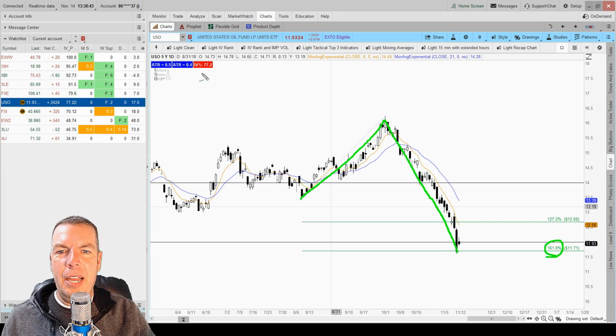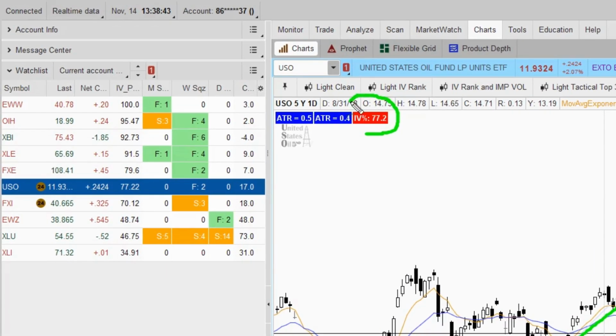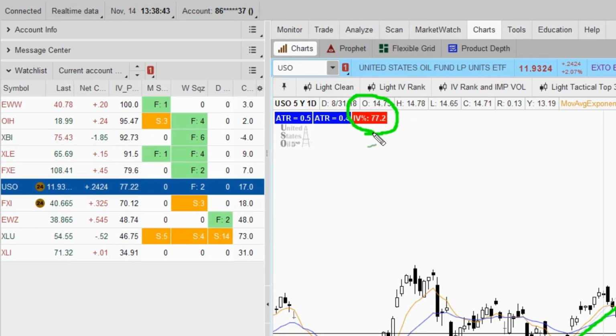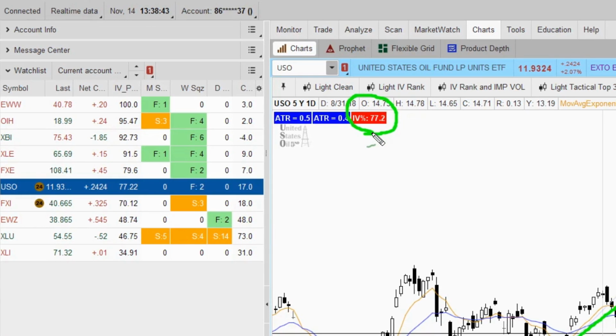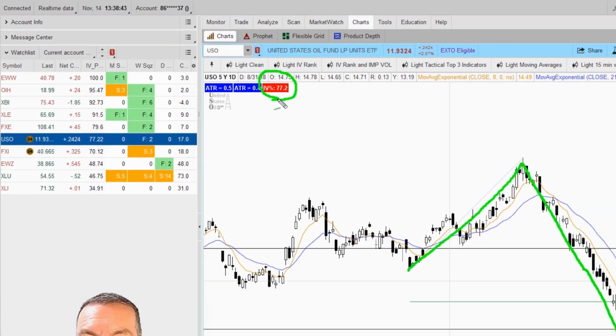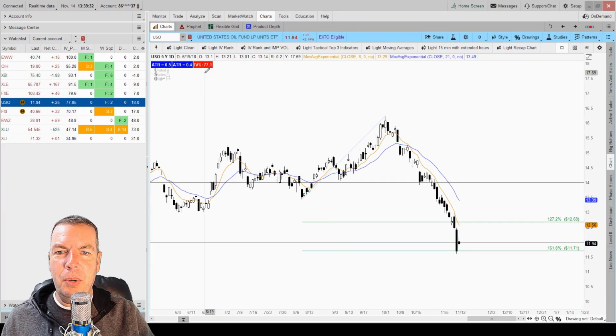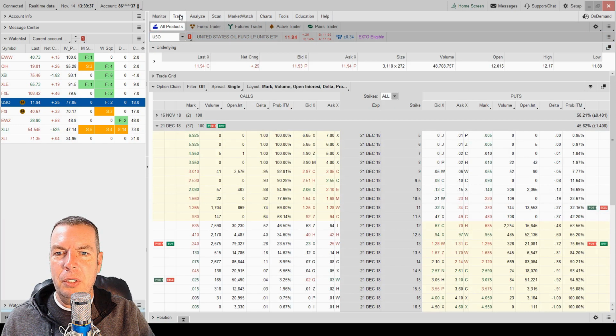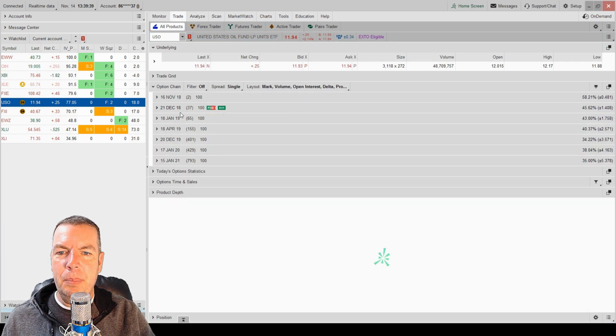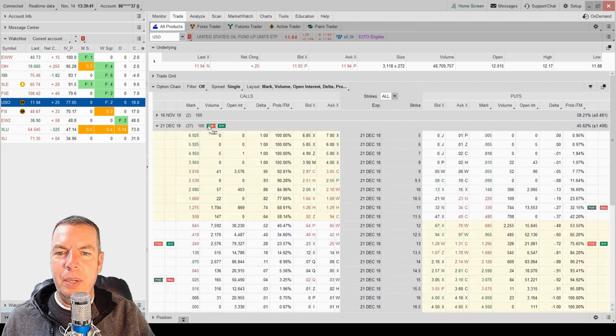Now you can see the IV level here in USO is 77.2%. So what that means is that 77% of the time implied volatility has been lower than it is right now. So let's come into our options chain and possibly look at making a trade here in USO. So we're going to look at possibly opening up this 21 December series.